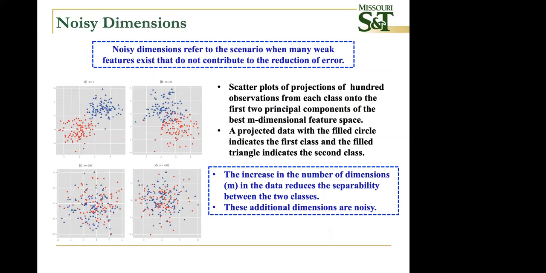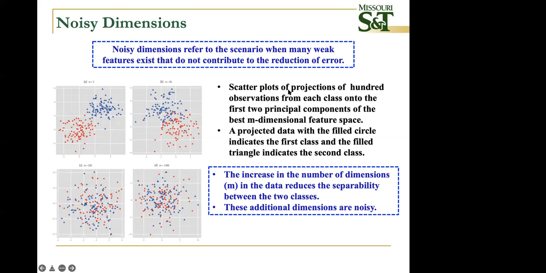The other thing that we're going to encounter with big data is what we call noisy dimensions. We define the number of data points and the number of dimensions, okay? The number of dimensions includes the number of sensors, which are going to describe the same image or same object. So noisy dimensions refer to the scenario where many weak features exist that do not contribute to the reduction of error. If you look at the scatter plots here, you can see there is a lot of overlap.